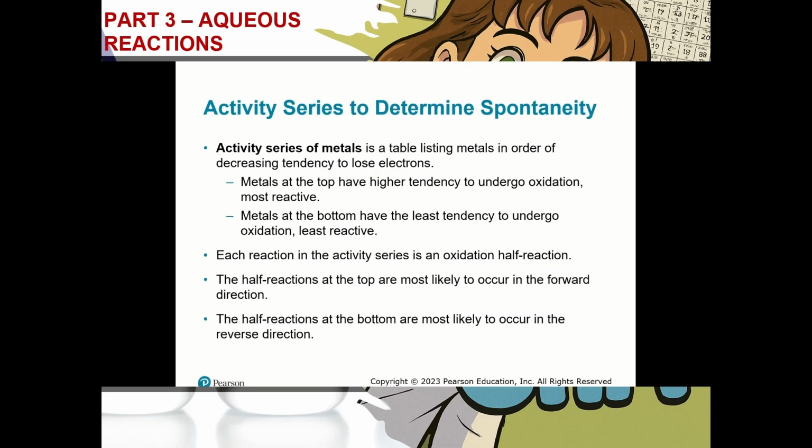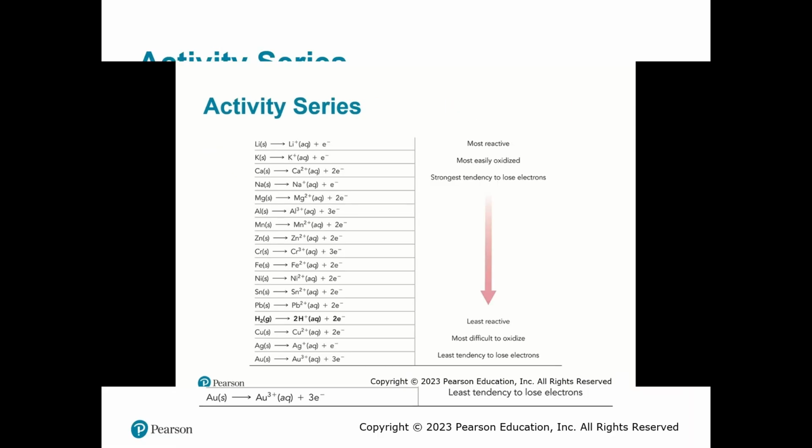To know if a metal will replace another metal in a reaction, we need to look at the activity series to determine the spontaneity. It's a table that lists metals in order of decreasing tendency to lose electrons. This is the list of the activity series. The following list provides the activity series from the most reactive, the most easily oxidized with the strongest tendency to lose electrons, to the least reactive, most difficult to oxidize, with the least tendency to lose electrons.